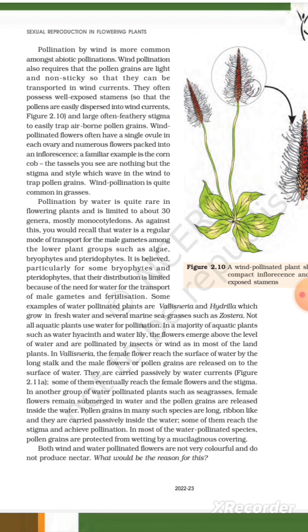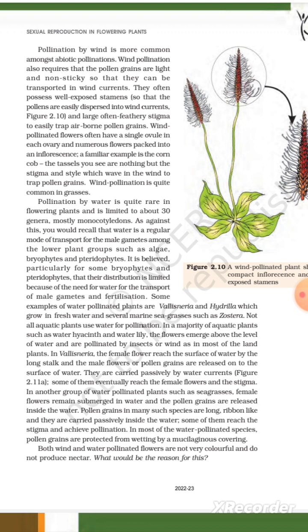Some examples of water-pollinated plants are Vallisneria and Hydrilla, which grow in freshwater, and several marine sea grasses such as Zostera. Not all aquatic plants use water for pollination. In the majority of aquatic plants such as water hyacinth and water lily, the flowers emerge above the level of water and are pollinated by insects or wind, as in most of the land plants.